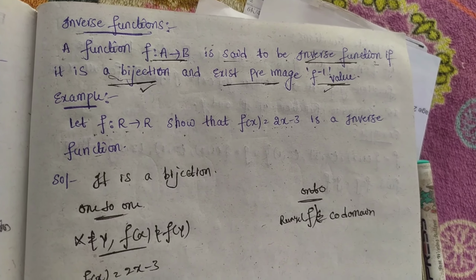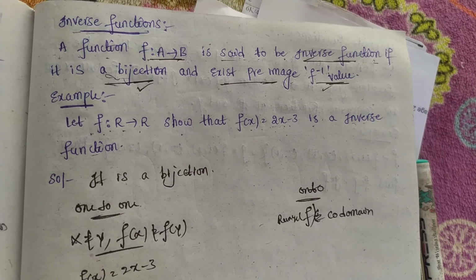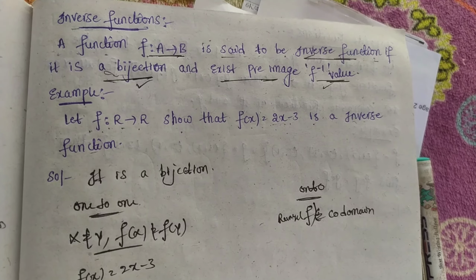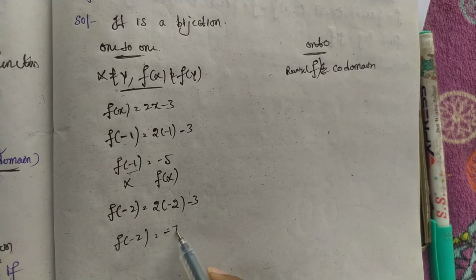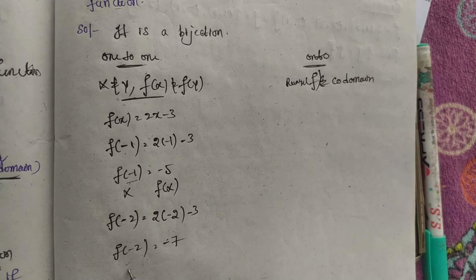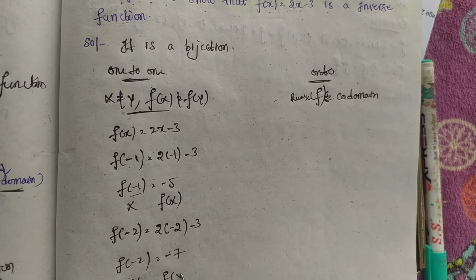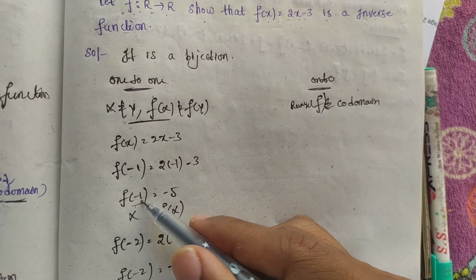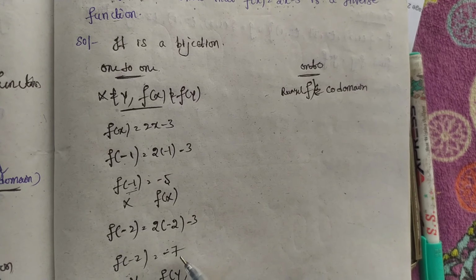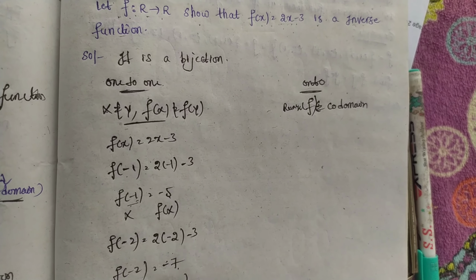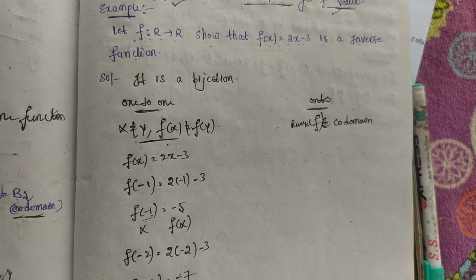Now take f(-2). Substitute: 2(-2) - 3, so f(-2) = -4 - 3, which is -7. Here -2 is the y value and f(-2) = -7 is the f(y) value. You can see that -1 and -2 give x not equal to y, and -5 and -7 give f(x) not equal to f(y). The given condition is satisfied, so it is a one-to-one function.